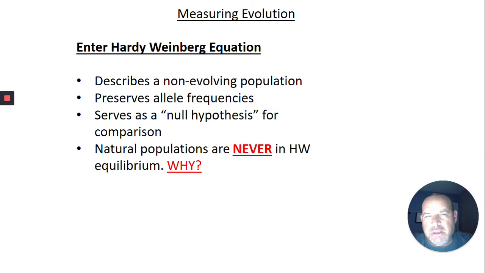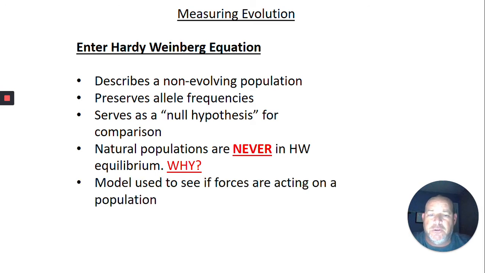So again, why would we use this? Because it's a way to measure. It's a way to figure out if things are changing and how fast. So it's a model basically to see if forces are acting on a population. If there's no forces acting on a population, then the alleles will stay constant. If there's forces acting on a population, then the alleles will change over time. Okay.